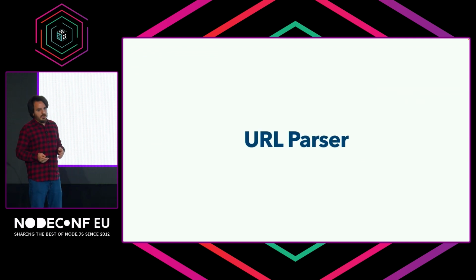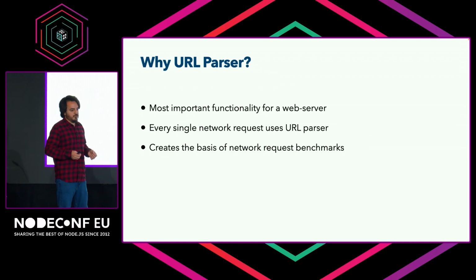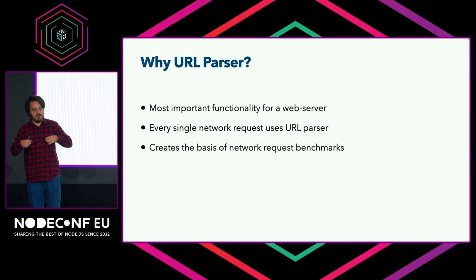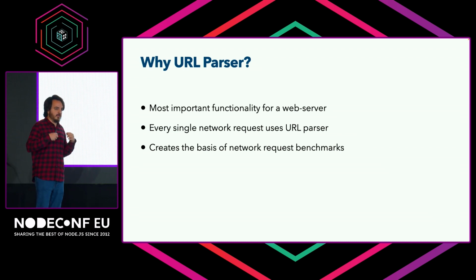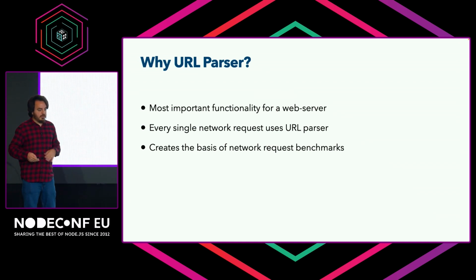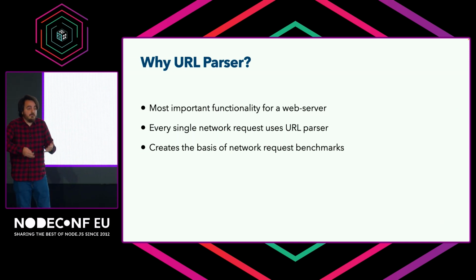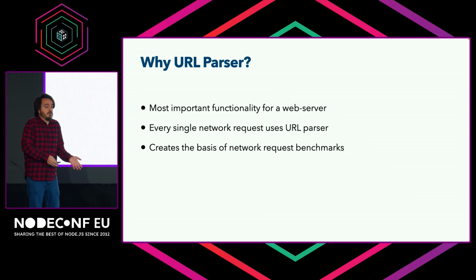So let's talk about some URL parsers. So why am I actually talking about URL parsers? URL parser is the most important functionality for a web server. It is the fundamental function that runs on every benchmark, every application that requires a network layer. So it creates the basis of these benchmarks. On top of that, every single request, locally or through the internet, actually uses URL parser.